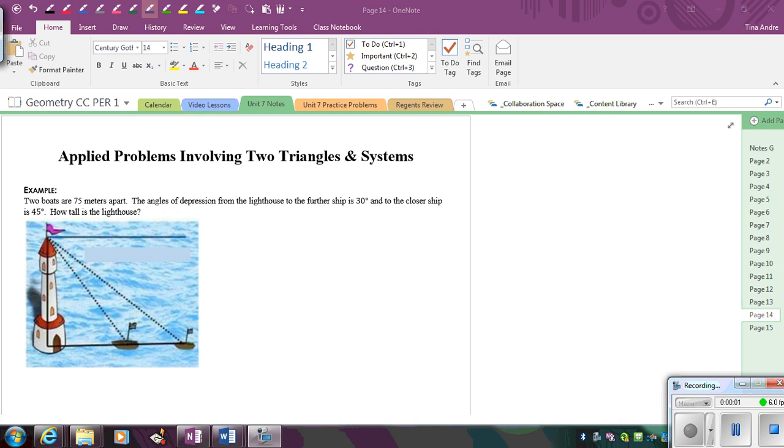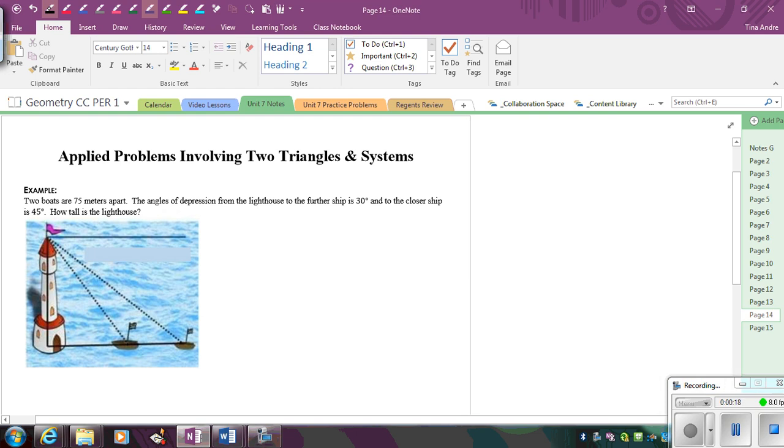In this lesson, we're going to look at more applications involving trig. We're going to still work with more than one triangle, but we're also going to come across a situation where we have to use more than one variable. We have more than one unknown. So let's look at this example.